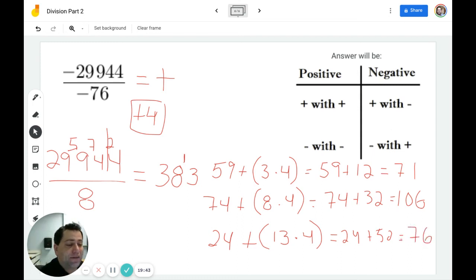We switch back to the 76 because we crossed over past that remainder line. 76 divided by 76 is 1. I add 1 to the ones place. And now when I write my answer, it's going to be 3,904.